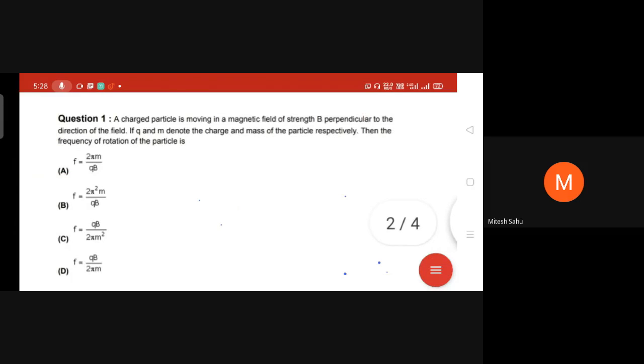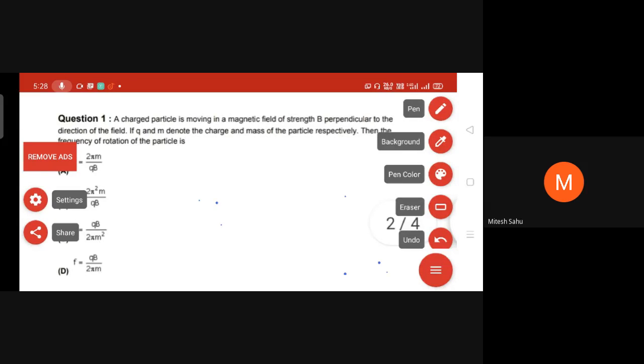D will be the answer. So what are the given things here? A charged particle is moving in a magnetic field of strength B, perpendicular to the direction of the field. If Q and M denote the charge and mass of the particle, then what is the frequency of rotation of the particle? So how can you go for the frequency of rotation? How did you do it? Just explain.